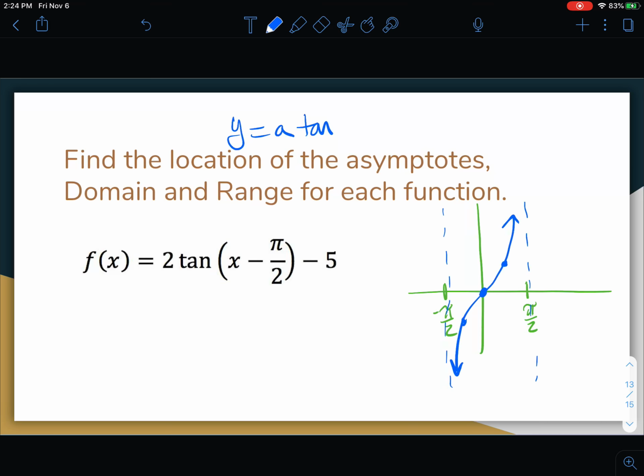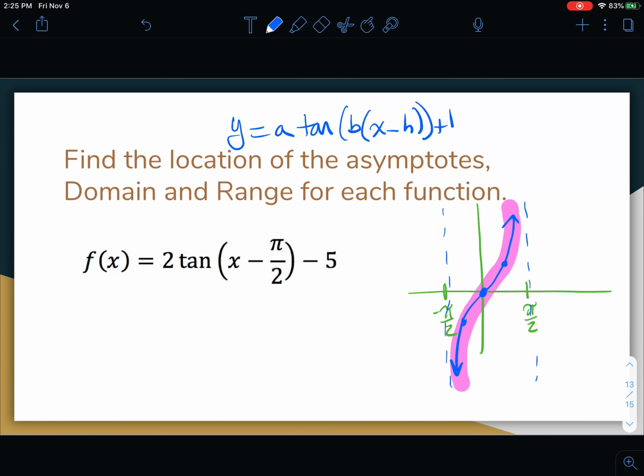We have an a value. It won't be the amplitude because tangent, as you can see here, there's no cap on it, right? It's going to go up to infinity and down to negative infinity. So the a value is going to make it jump either more quickly or slowly to infinity and negative infinity. If the a value is negative, that will reflect across the x-axis.